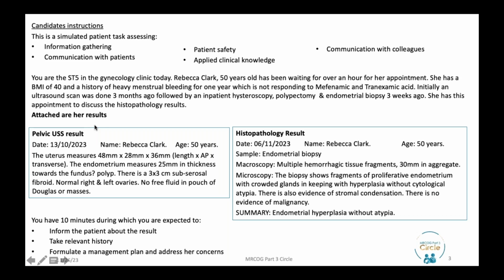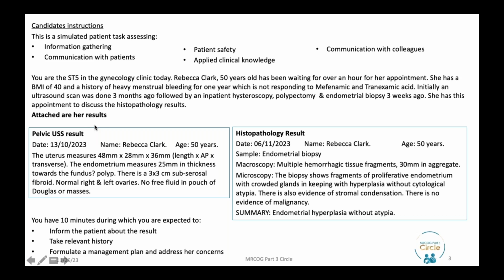So you would be thinking in the 2 minutes that, okay, the patient knows about the scan results. She knows about the procedures that she had. She's now here to discuss the histopathology results. Okay, so I've written here, she has this appointment to discuss the histopathology results. Now look at the bottom. You have 10 minutes during which you're expected to inform the patient about the result. Number 1, take relevant history and formulate management plan and address the patient's concerns.